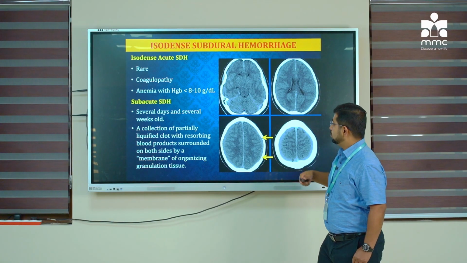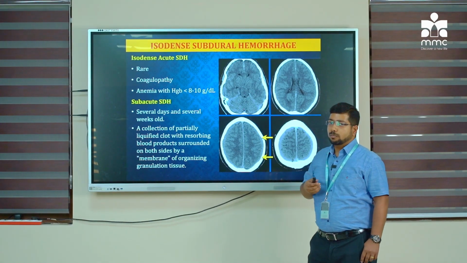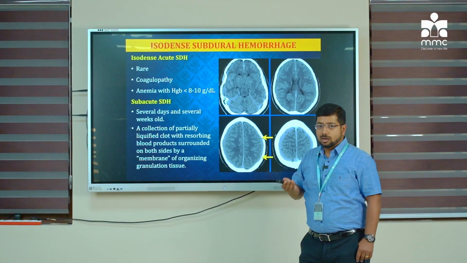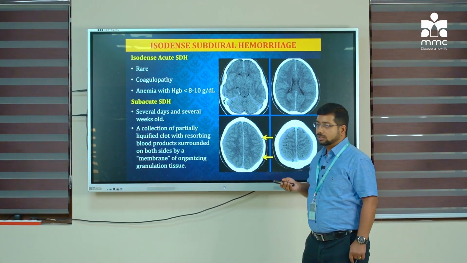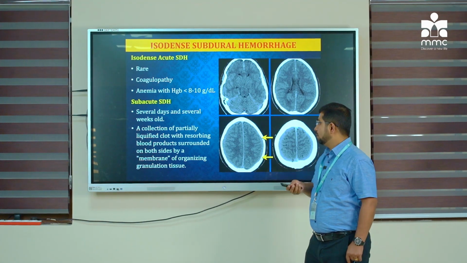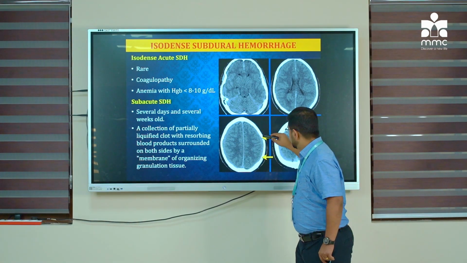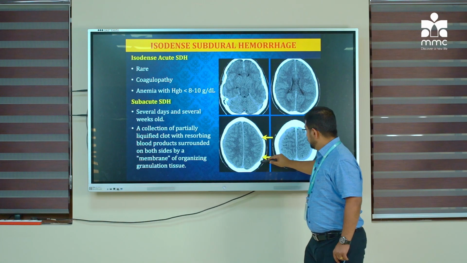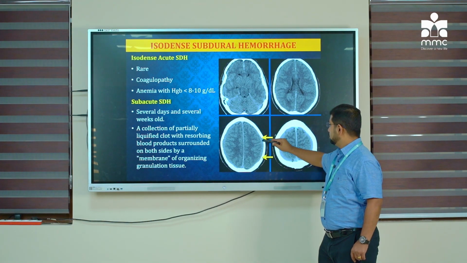Subacute SDH also will be isodense. That is more than 4 to 5 days after the history of trauma. The blood will lose its density and it will become almost equal to brain. So we can see here there is something here. It's very faint. It's very difficult to see this.